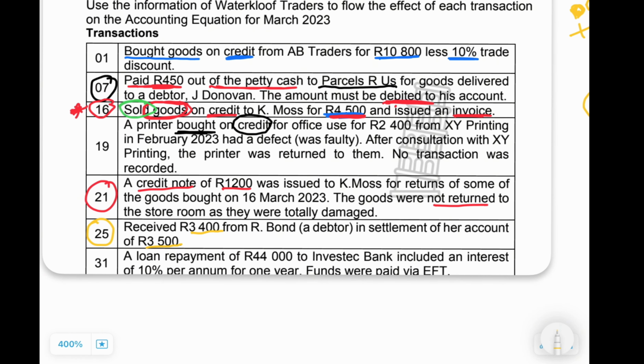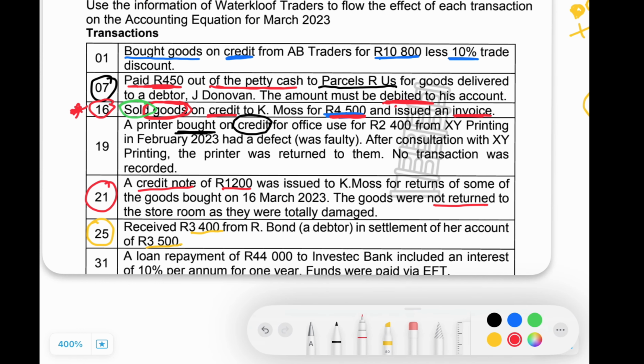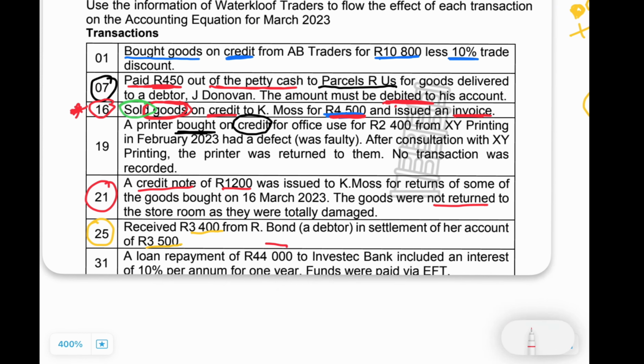Last transaction, on the 31st of March 2023: a loan repayment of 44,000 to Investec Bank, which included an interest of 10% per annum for 1 year. Funds were paid via EFT. Let us try to understand what happened. We paid a total of 44,000 to Investec Bank, and this amount includes interest of 10% per annum, and funds were paid via EFT.